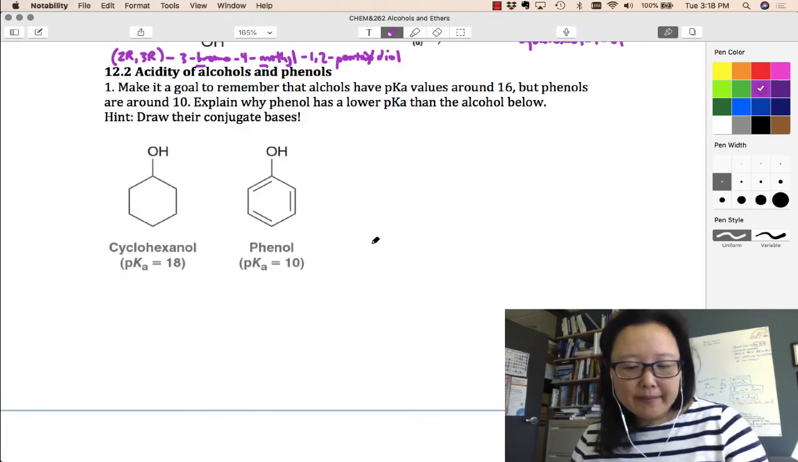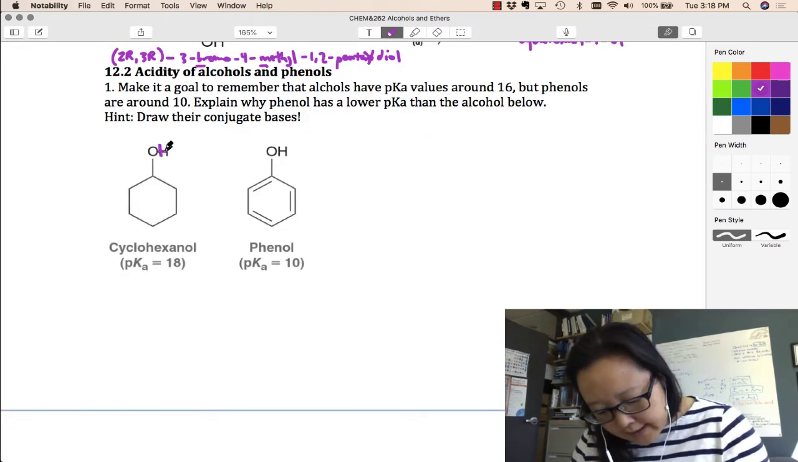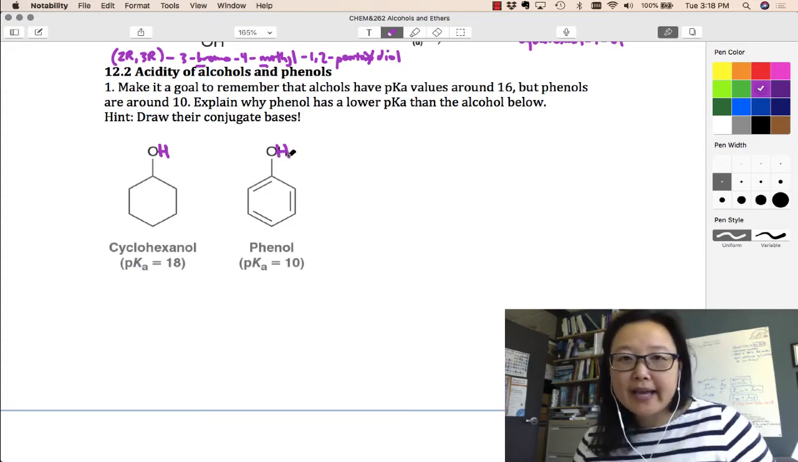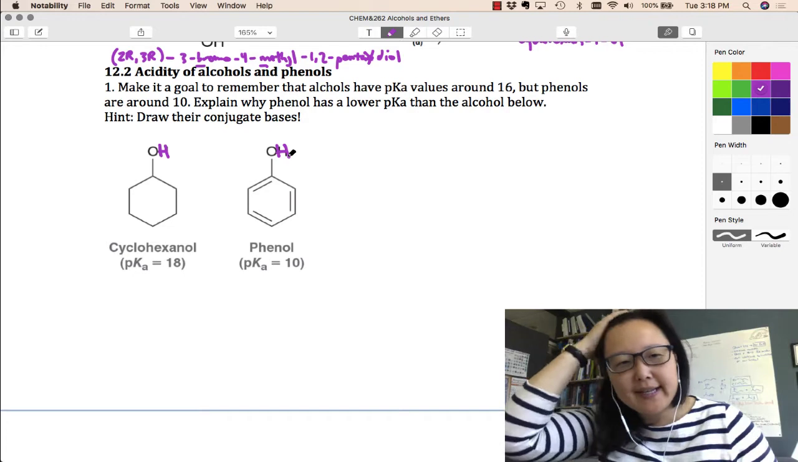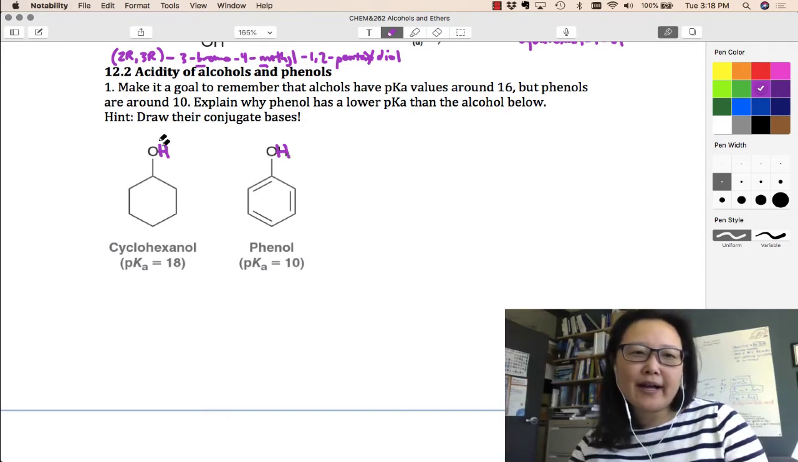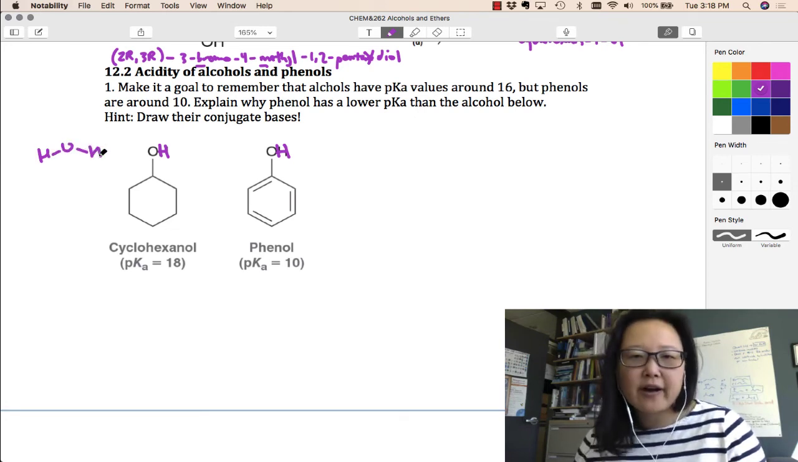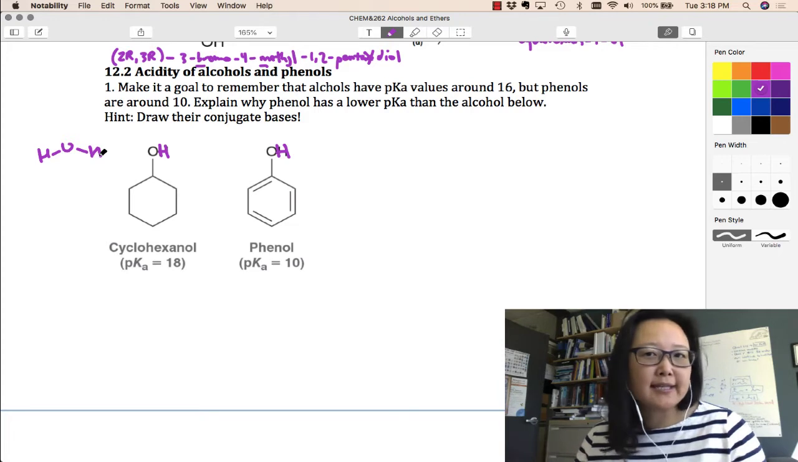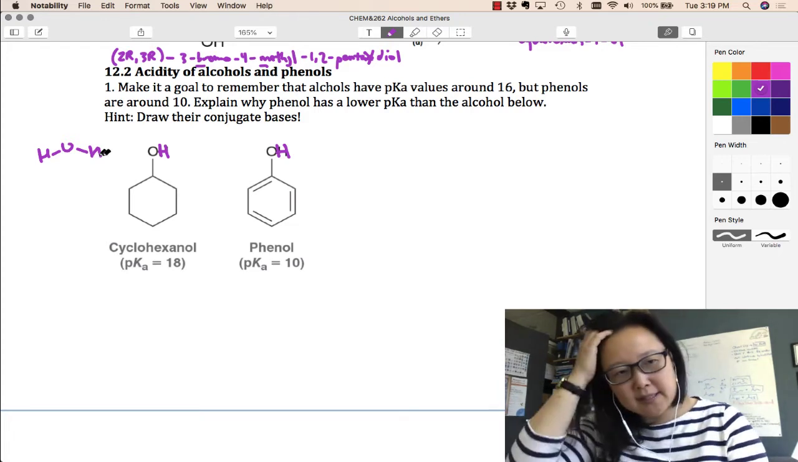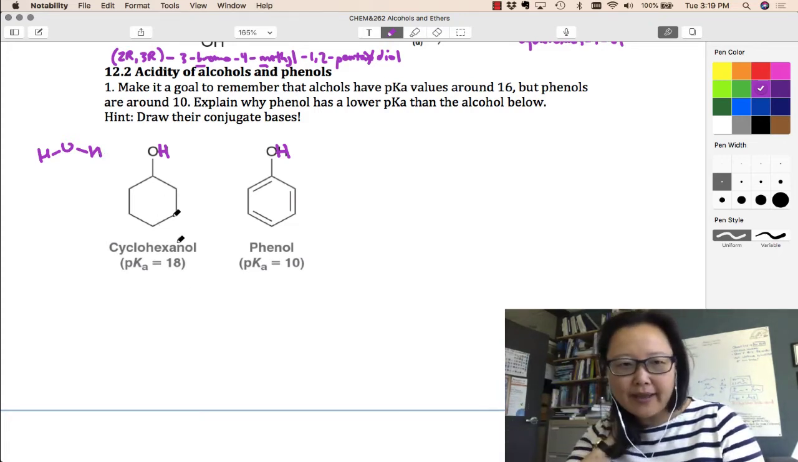Now, if you guys recall about pKa, we're referring to these acidic hydrogens. They're not super acidic. Water has a pKa of 15.7. So alcohols in general are similar to water. So water is 15.7 pKa. Alcohols are what I think of as 16-ish. Cyclohexanol is a specific alcohol that has a pKa of 18.